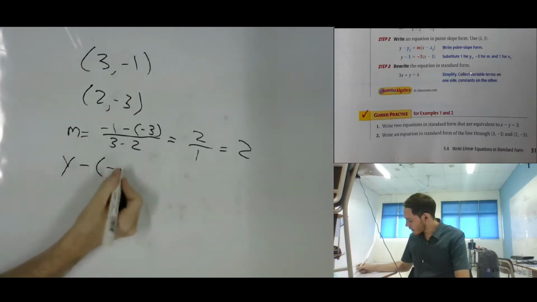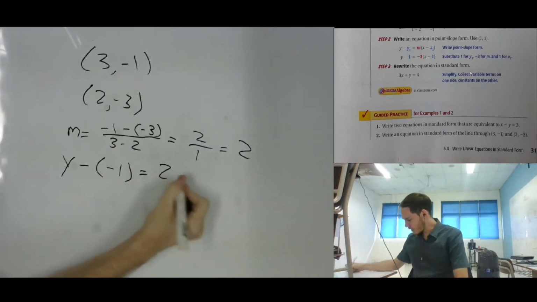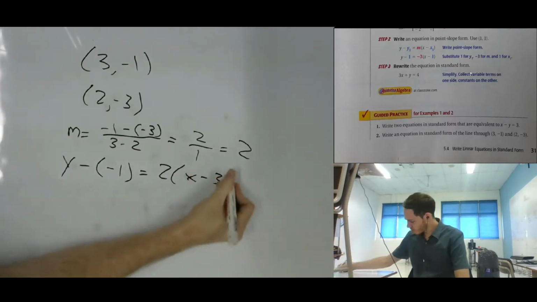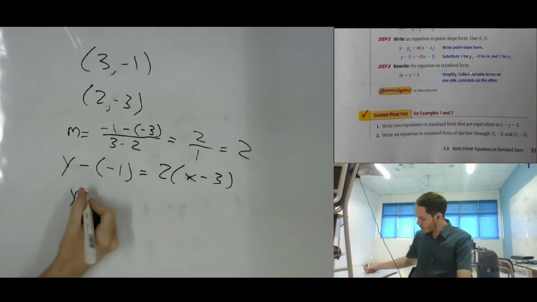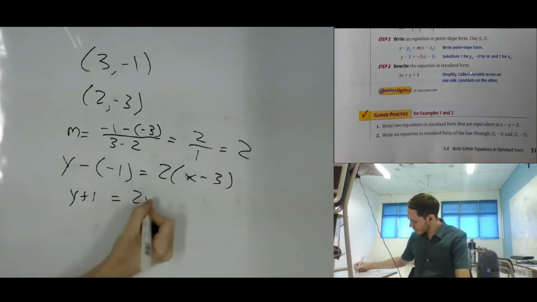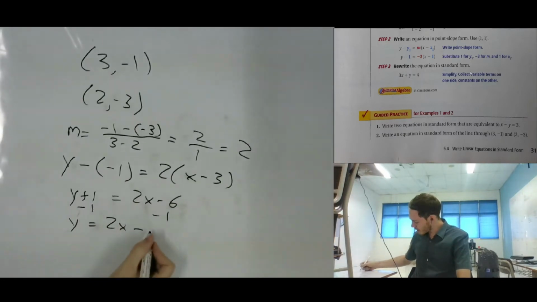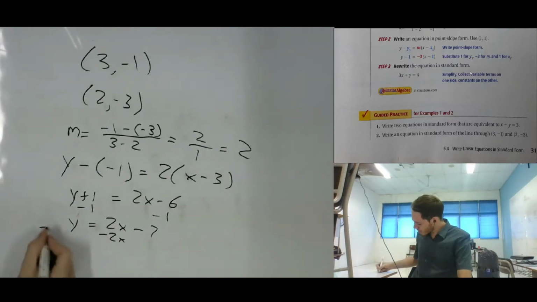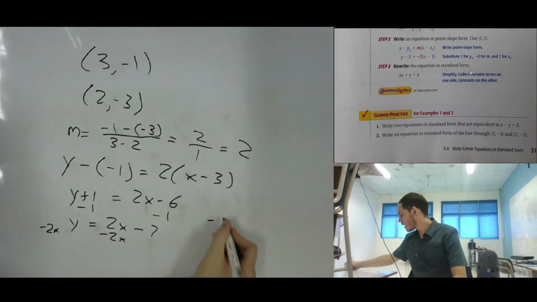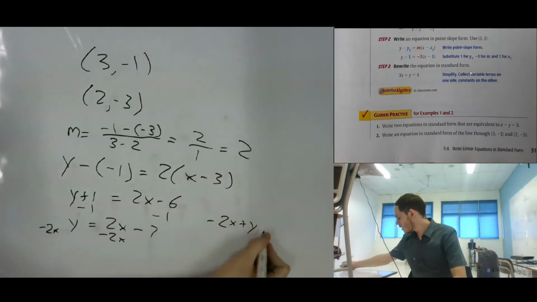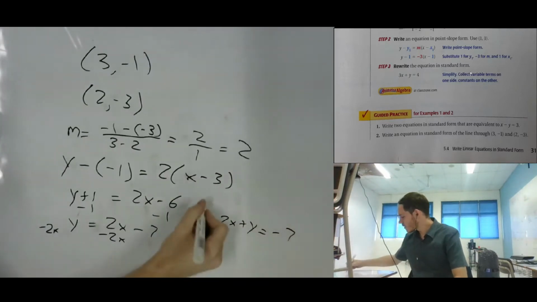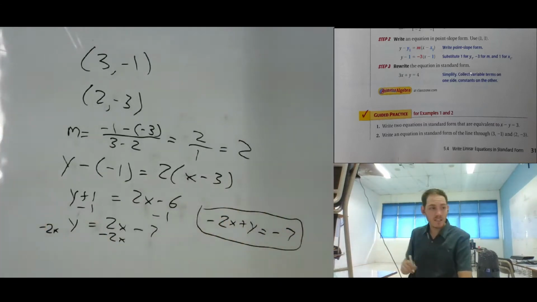So y minus negative 1 equals 2, x minus 3. I'm going to distribute, so we're going to get y plus 1 equals 2x minus 6. Subtract the 1 from both sides. So you get y equals 2x minus 7. That's our slope-intercept. Then we're going to subtract 2x from both sides. So we get negative 2x plus y equals negative 7. Okay? That is going to be our answer.